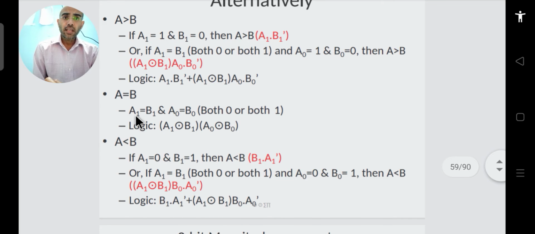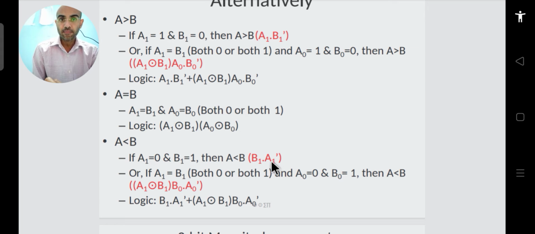Now A equal to B. So A greater than B we have seen. So we got the logic expression for A greater than B. Similarly, for A equal to B, the logic expression will be: A equal to B will be the case only when both A1 and B1 are equal, that is A1 is equal to B1 and A0 is equal to B0. Both of them are 0 or both of them are equal to 1. So in this case, you can write the logical expression as A1 XNOR B1 and A0 XNOR B0. So AND is used here.